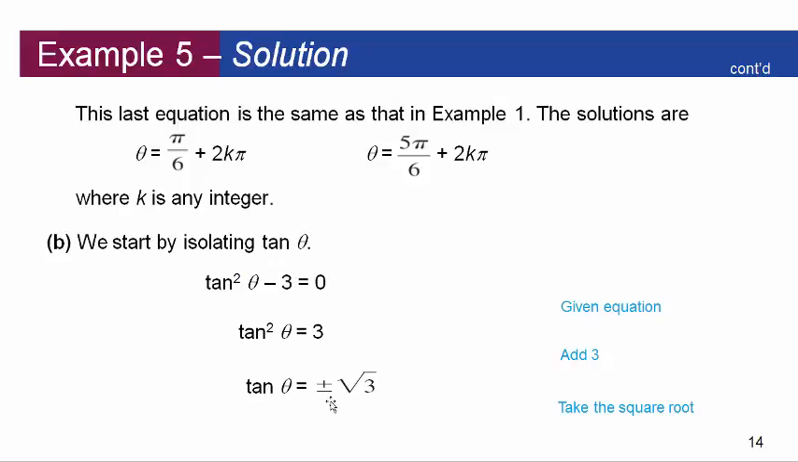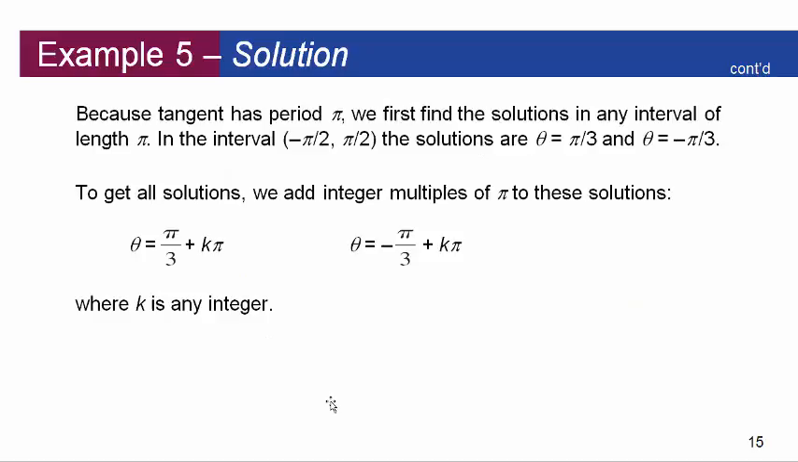To solve for theta, you take the inverse tangent of that, or hopefully you remember that square root of 3 and negative square root of 3 are both special angles. Those happen at pi over 3 and negative pi over 3, because inverse tangent is only defined in quadrants 1 and 4. So you go up to pi over 2 and down to negative pi over 2. Then, just like all the others, you add the period multiples. In this case the period is pi, so it's k pi for both of them.